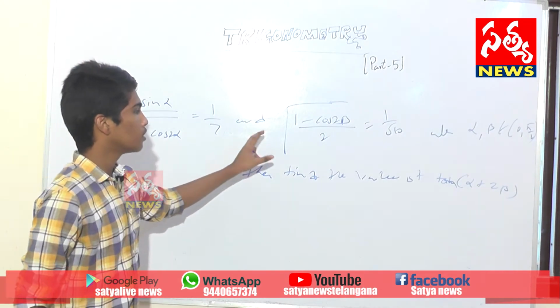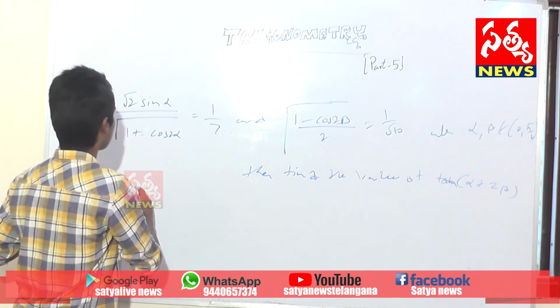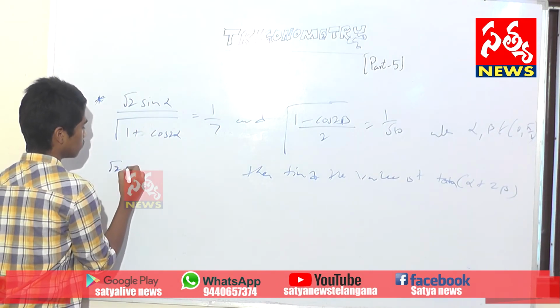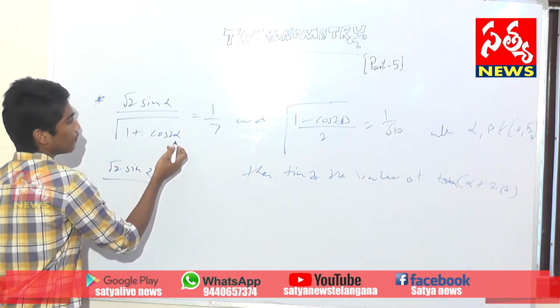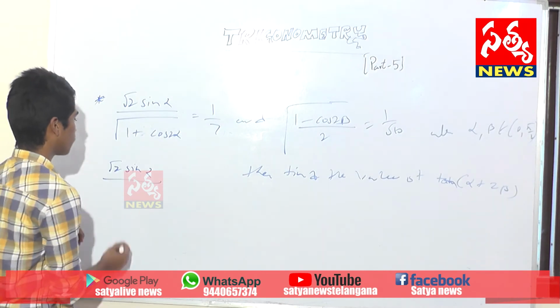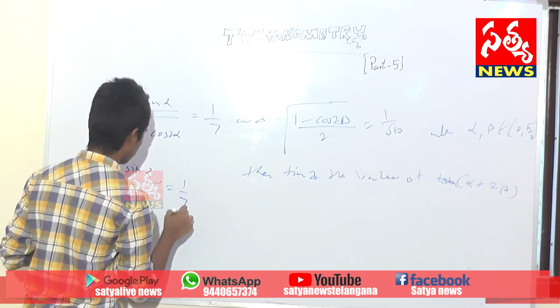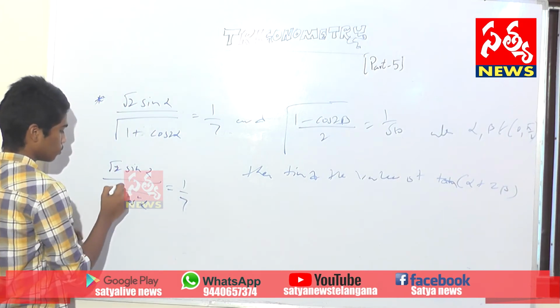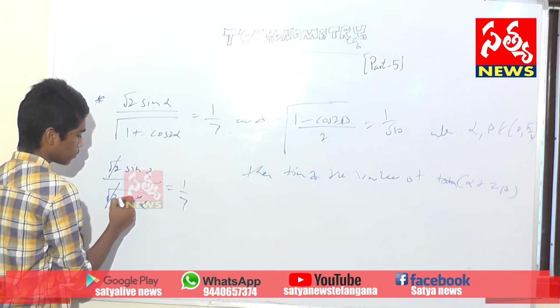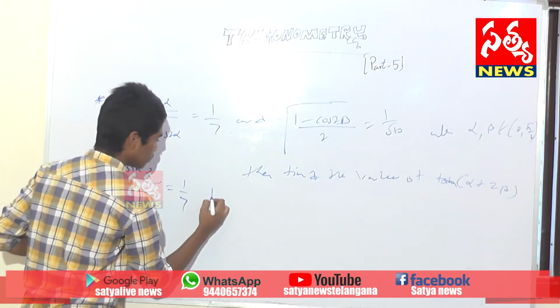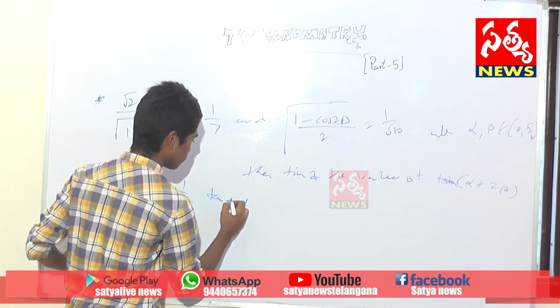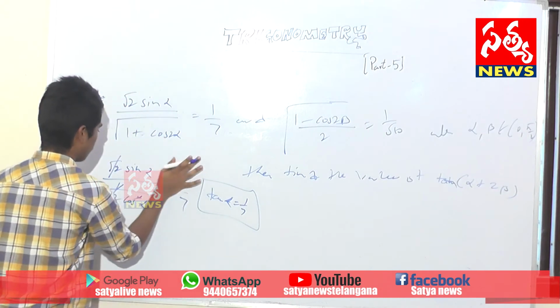First of all, simplify this. We get root 2 sin alpha by, 1 plus cos theta is 2 cos square theta, so 2 cos square alpha, is equal to 1 by 7. Root 2 and root 2 get cancelled. Square root gets cancelled. And tan alpha is equal to 1 by 7.